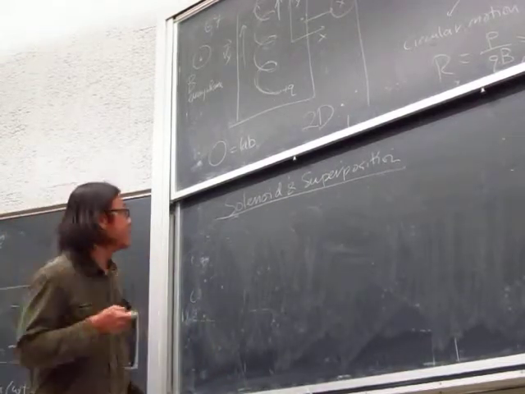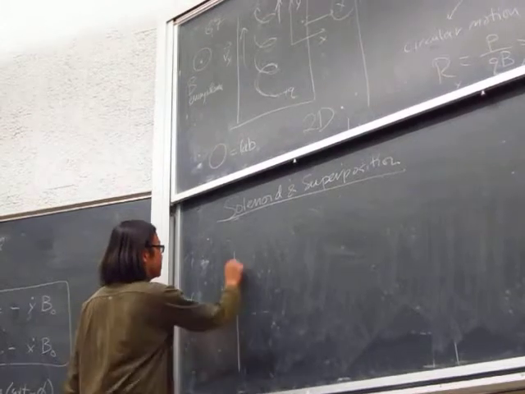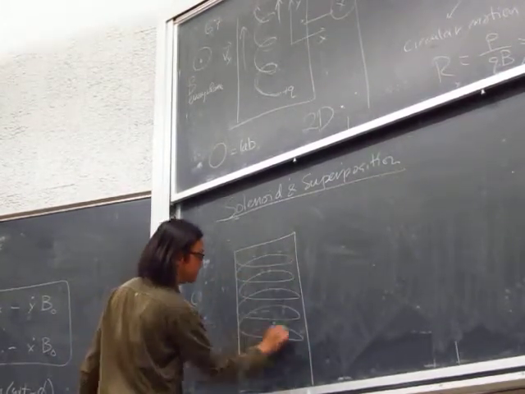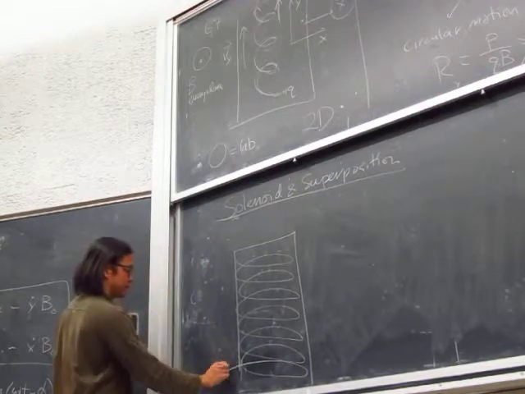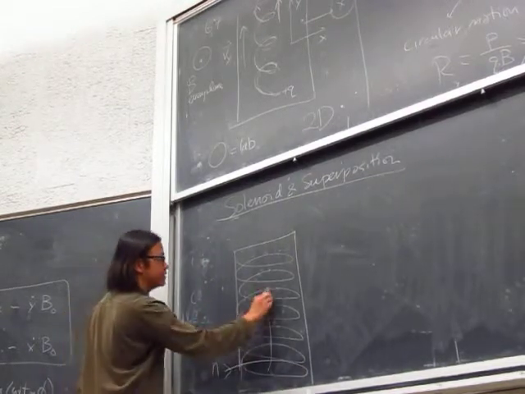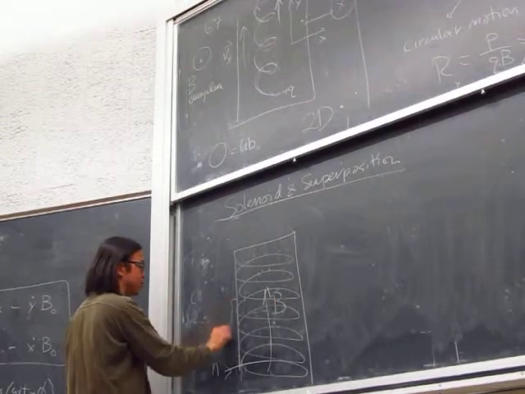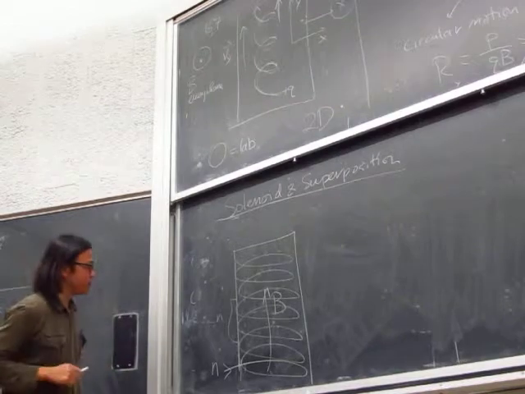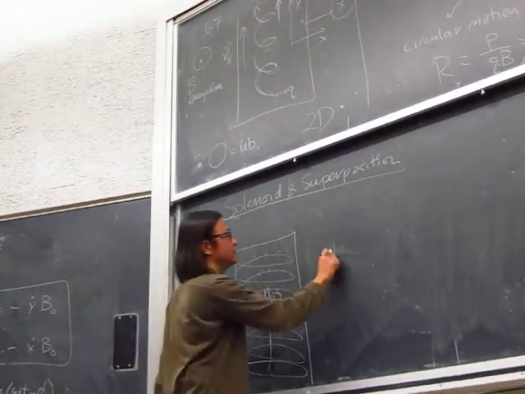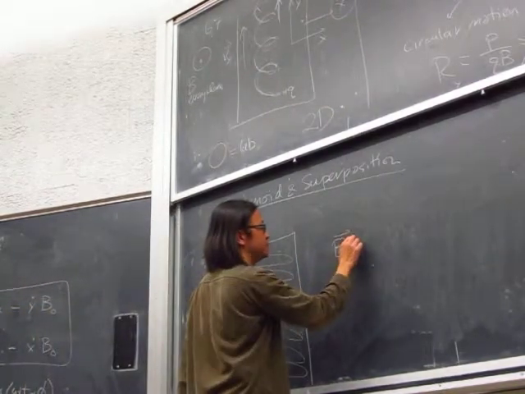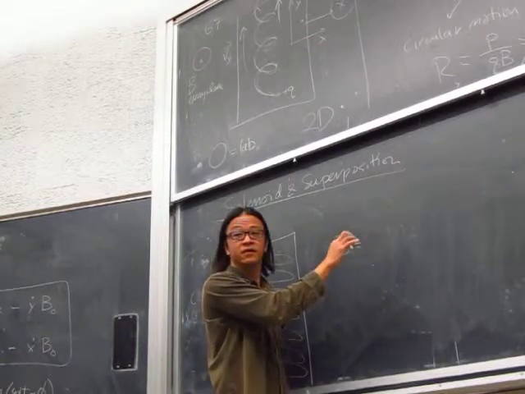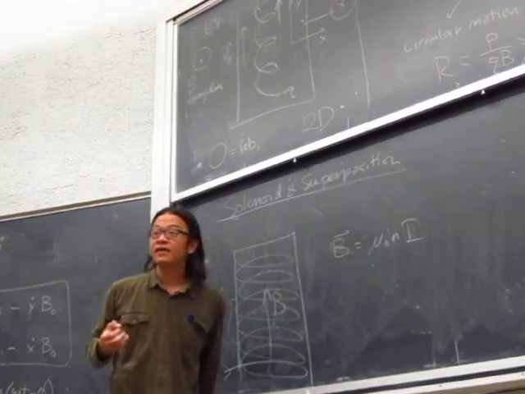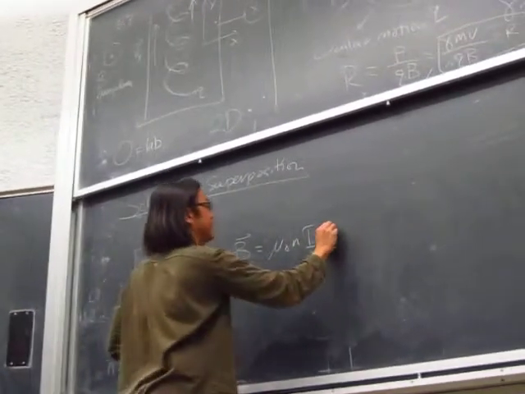But the idea is to find out the character of the B field if I have a finite solenoid. There's a current here, and the B field is going up. There's a winding number n, the number of windings per unit length, and the B field, people remember this from Ampere's law, what's the B field here equal to? Okay, in the z direction.